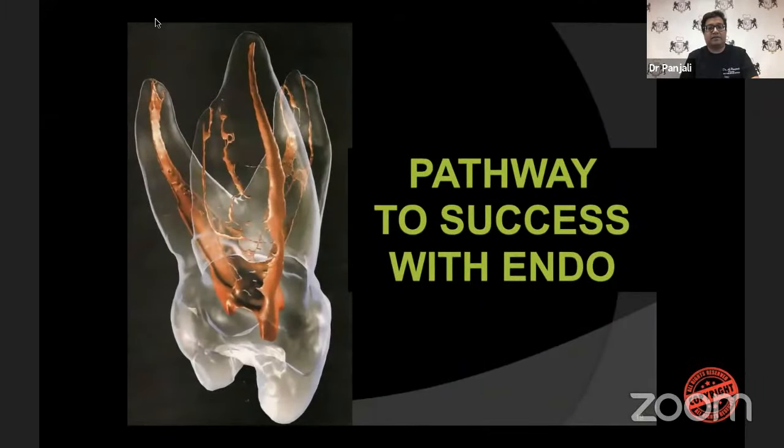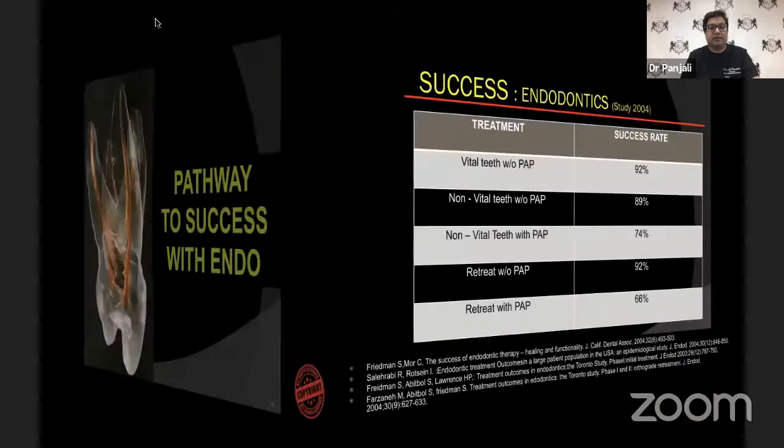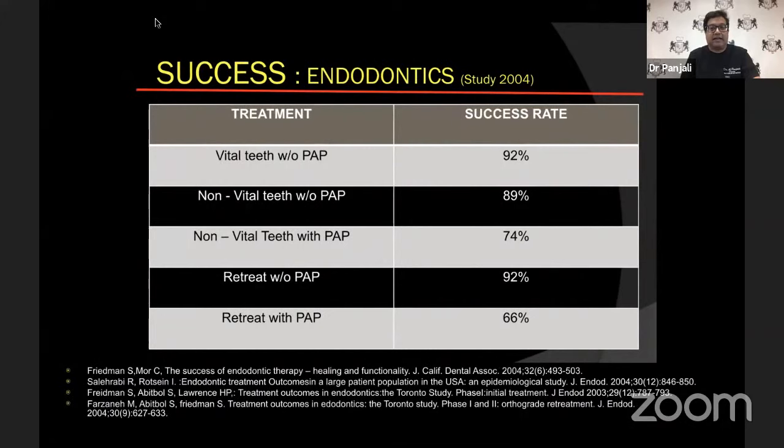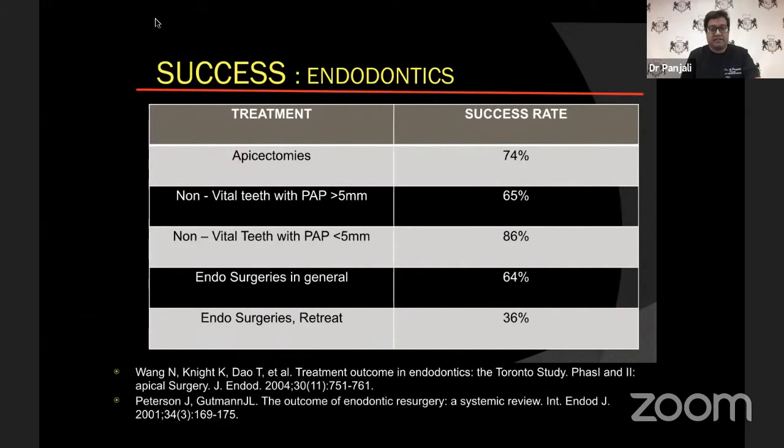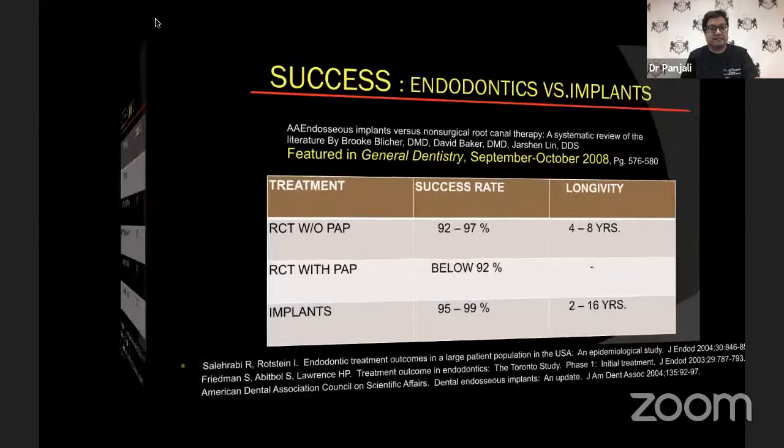So let's talk about the treatment that we typically recommend to our patients when they have pain or decay or tooth loss, which is endo. When you look at the success rate of endodontic treatment over a period of time, it is really not that high: 74, 90, 92%. Retreatments and apicoectomies are worse than the initial treatments. You can see that for endodontic surgeries and retreatment, the success rate may be as low as 36%.